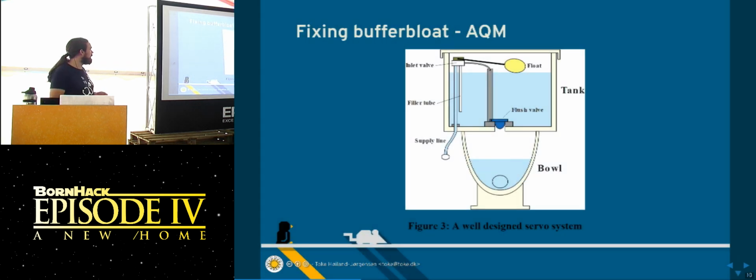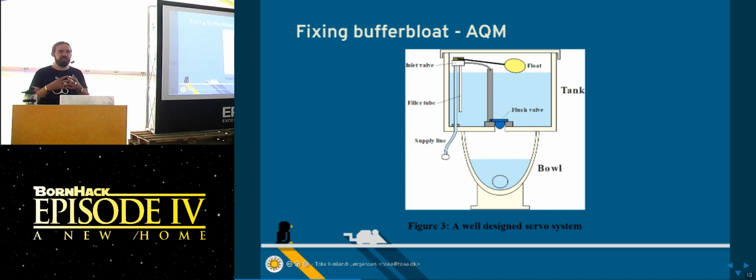So what can we do about this? This is a figure from a paper written by Van Jacobson back in around year 2000, I think. And he used this illustration to illustrate a servo system. So the way the internet works is a lot of the traffic is run over TCP, or these days QUIC, but that does something similar. So for these purposes, it's about the same.